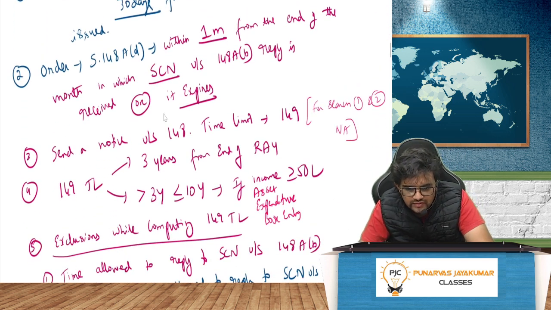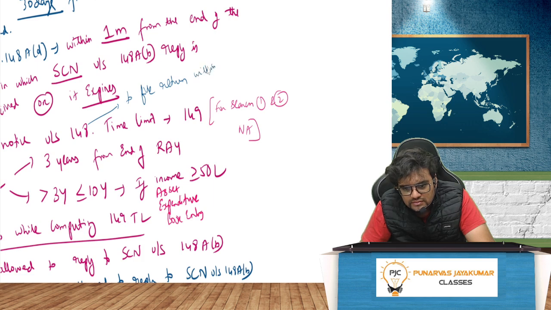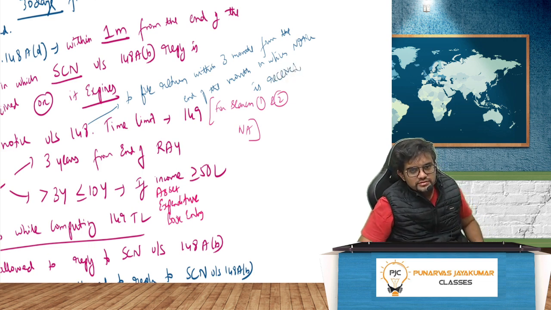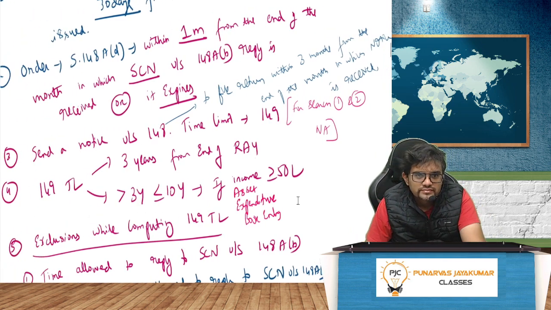Perfect. Send a notice under 148 to file return within 3 months from the end of the month in which notice is received. Correct? Yeah. So in this case, anyway, that 1 month scene is also not there. Fit case order 1 month, that also has been removed under the new law.